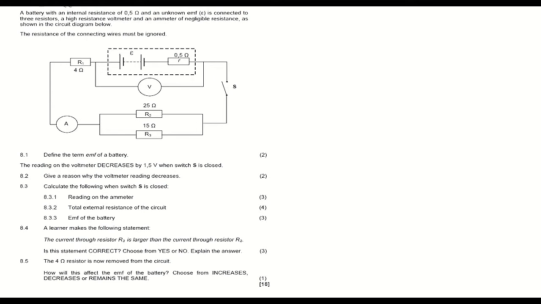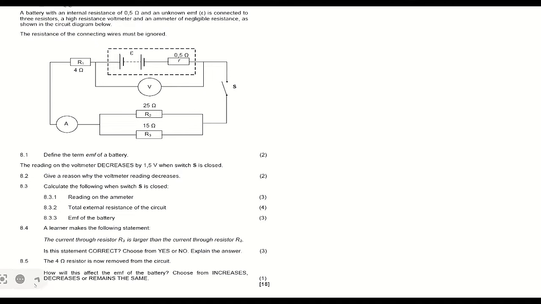Okay, so we have question 8 on electric circuits. It says a battery with an internal resistance of 0.5 ohms and an unknown EMF is connected to 3 resistors, a high resistance voltmeter, and an ammeter of negligible resistance, as shown in the circuit diagram below. The resistance of the connecting wires must be ignored. Right, so we have our circuit diagram here. Then 8.1 says define the term EMF of a battery for only 2 marks.